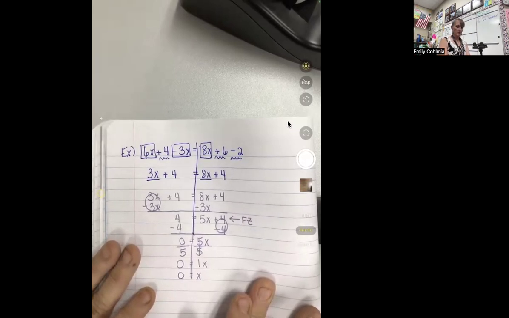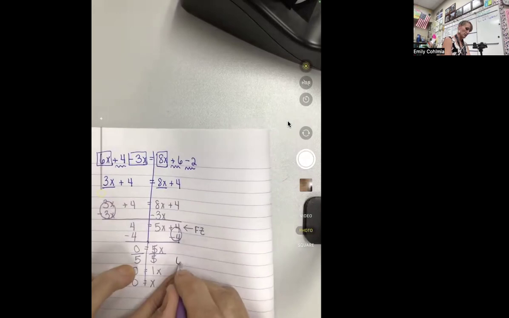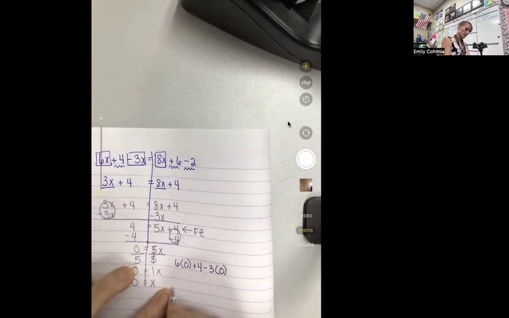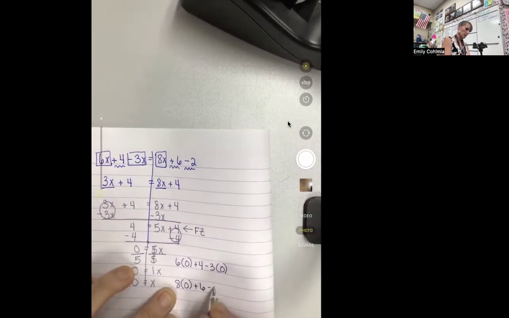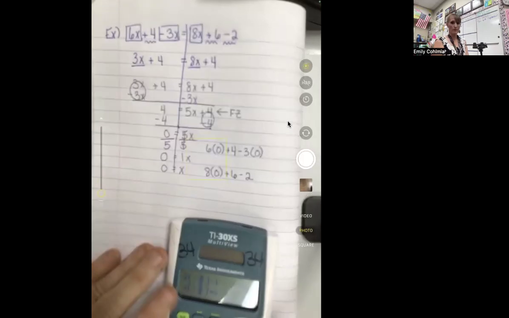And then finally, we're going to plug it back in to check. So I'm going to go back to my original equation. So we have 6 times 0 plus 4 minus 3 times 0 on one side. And the other side, we have 8 times 0 plus 6 minus 2. And so let's see what these two equal.